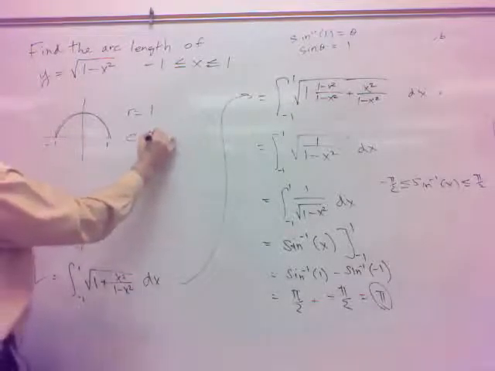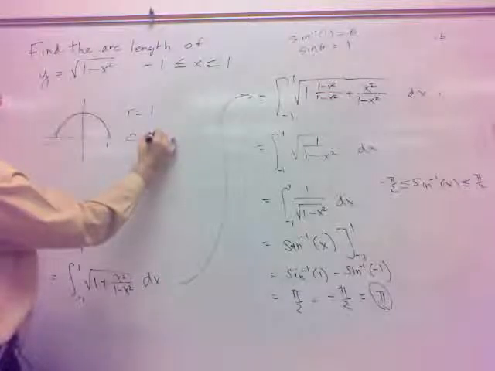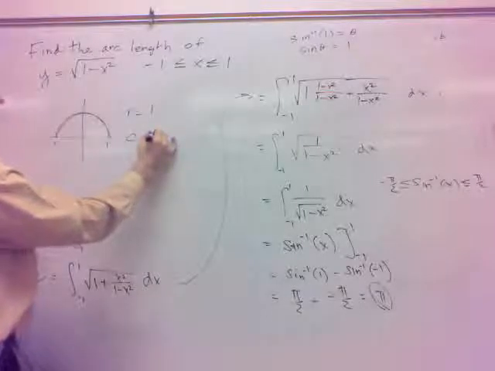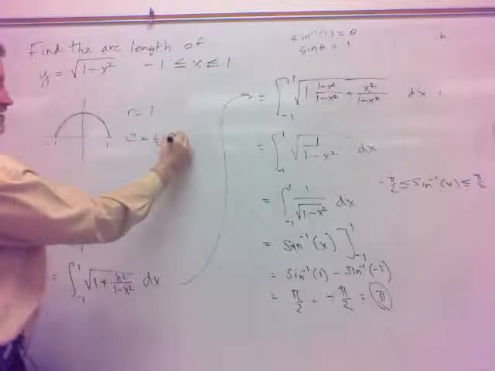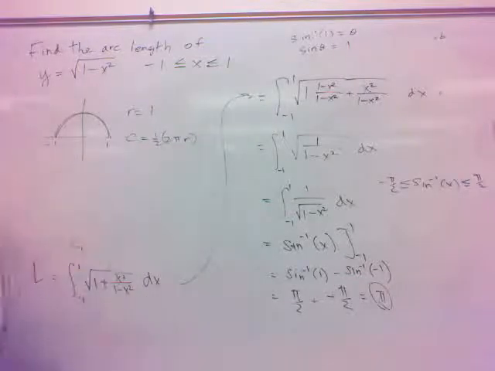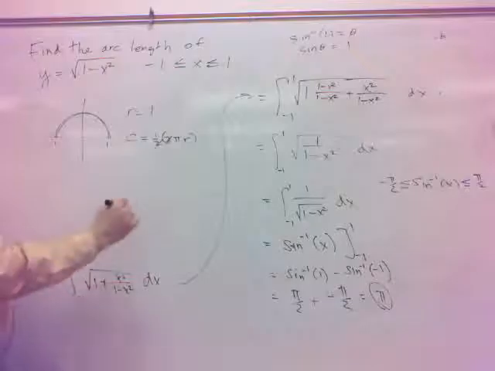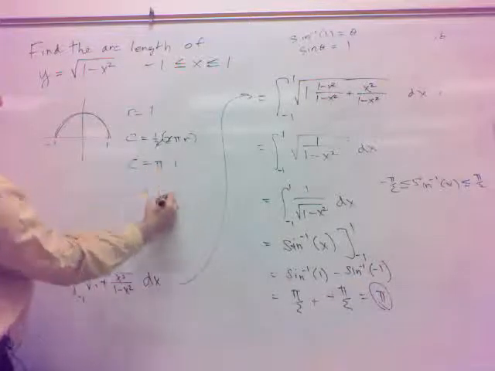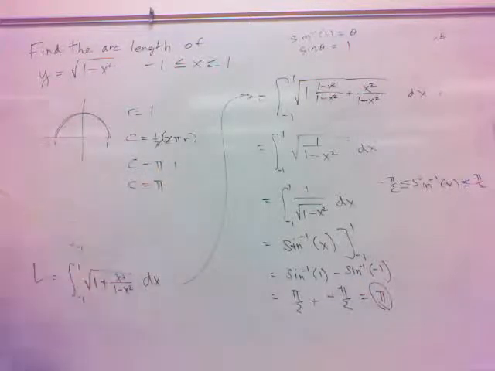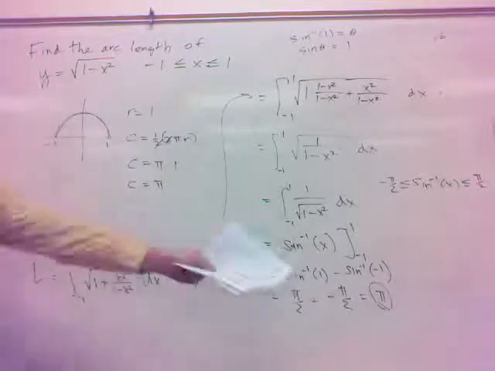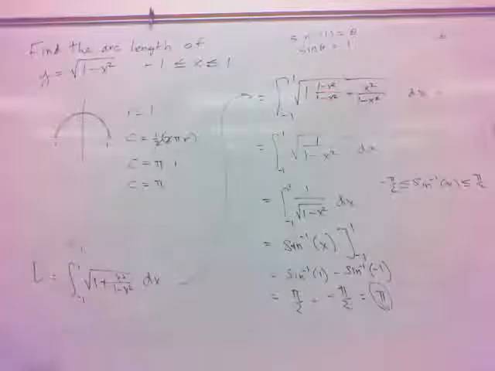And circumference is 2 pi r for a full circle. It's half of 2 pi r, isn't it? For a semicircle, pi r. My radius is 1. We already knew the answer here. It's pi. We just checked our answer, I guess I'd say. Yeah, it works out. Okay?